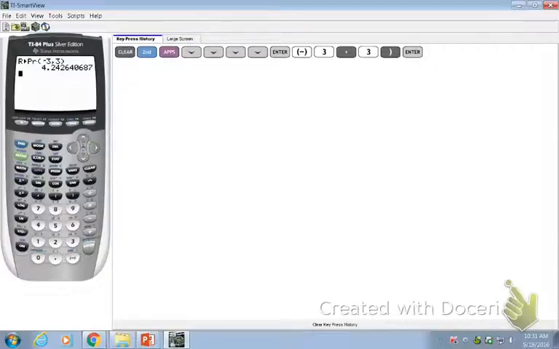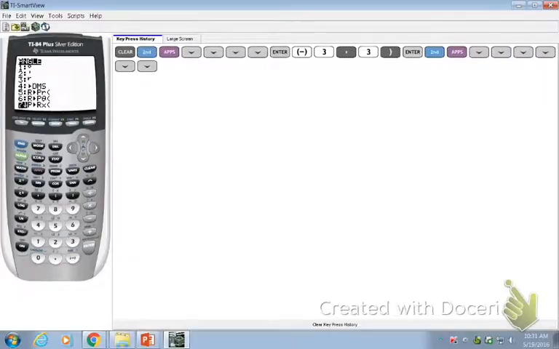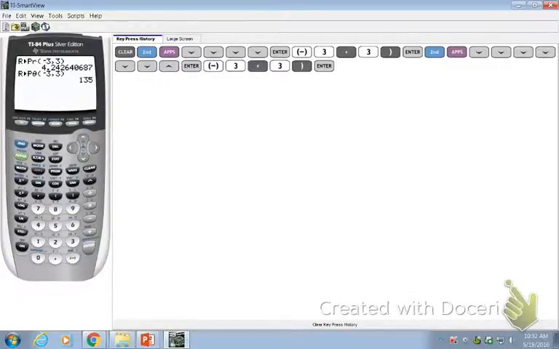Okay, let's do it again. So let's go back in. Second apps to get to our angle. This time we're going to do theta. Let's go down to theta. Hit enter again. And then again, put in your -3, comma 3. And that gives us 135. So there's your ordered pair written out, the 4.24, comma 135.